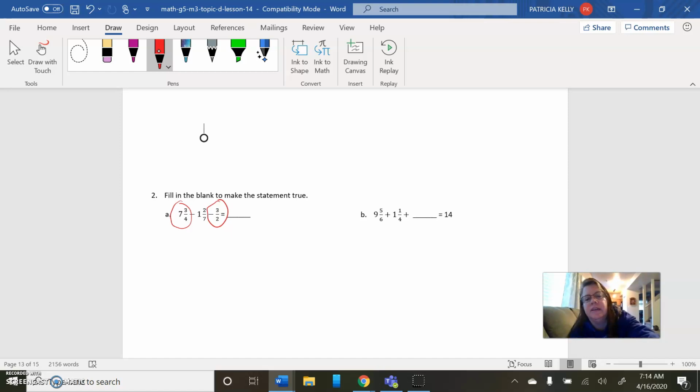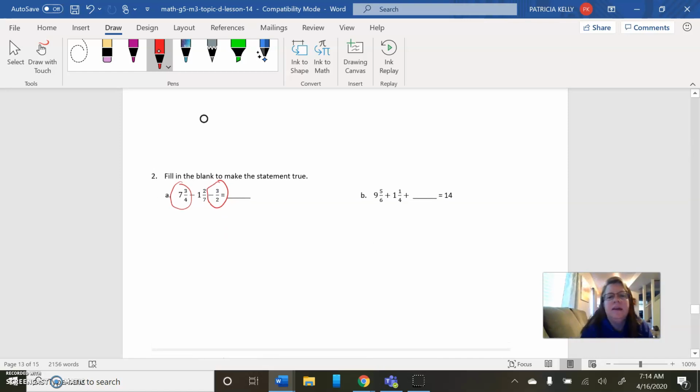It's one of the little trickier ones over on B. Okay, 21. Okay. And whatever this is, we're going to call this X for right now. Whatever this ends up being, we have to add something to get to 14.